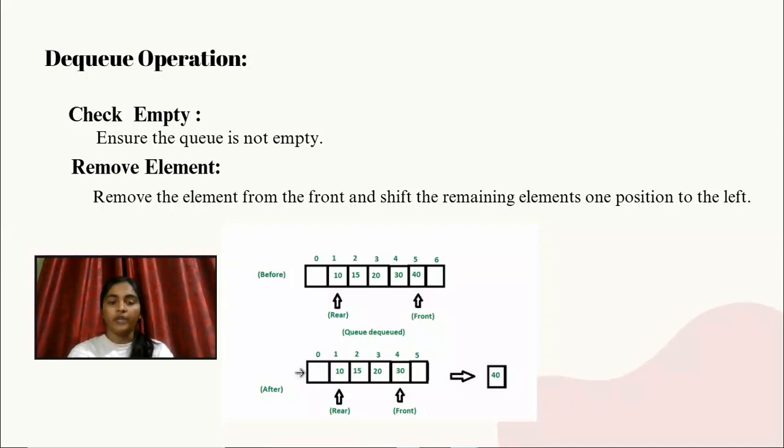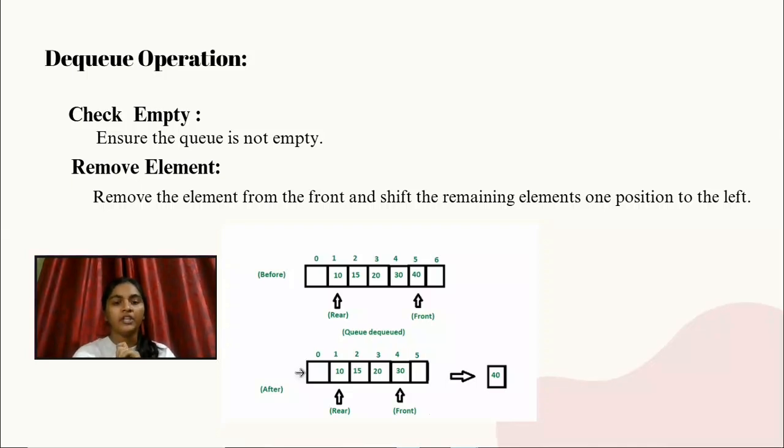Key operations of DQs are insertion, deletion, and other operations like is empty, is full, get front, get rear. For insertion, we use insert front at the front and insert rear at the rear. Deletion is also the same type, from the front and from the rear. Later we have the other operations. Is empty checks whether the DQ is empty or not. Is full checks whether the DQ is full. Get front gets the element from the front, and get rear gets the rear element.